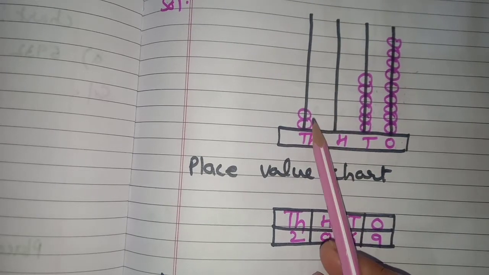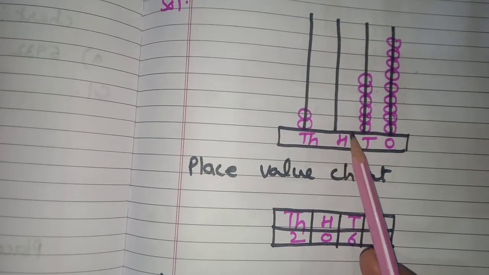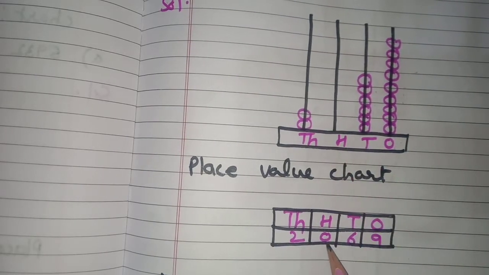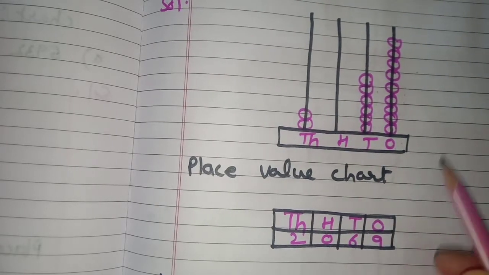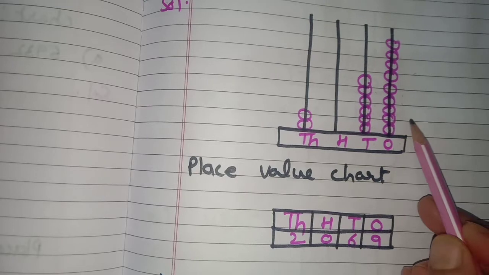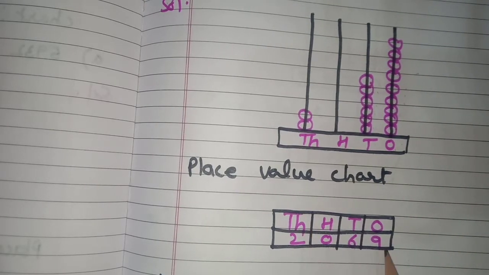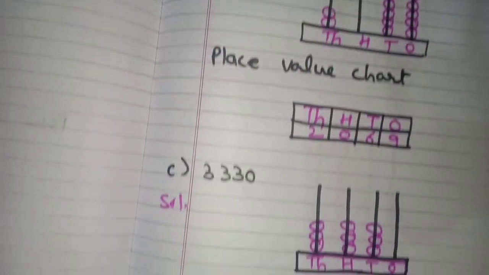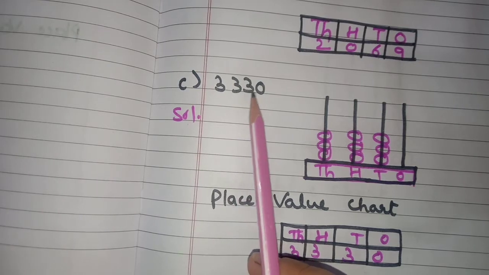So at thousands place we have 2 beads, so we have to write here 2. Then at hundreds place we have no beads, so we will write 0. At tens place there are 6 beads, so we will write 6. At ones place there are 9 beads, so we have to write 9. So the number is 2069.